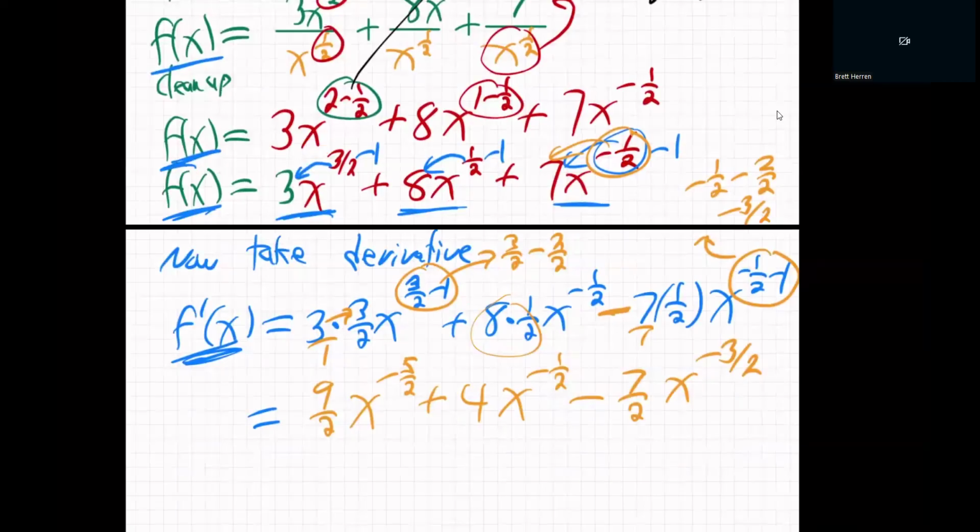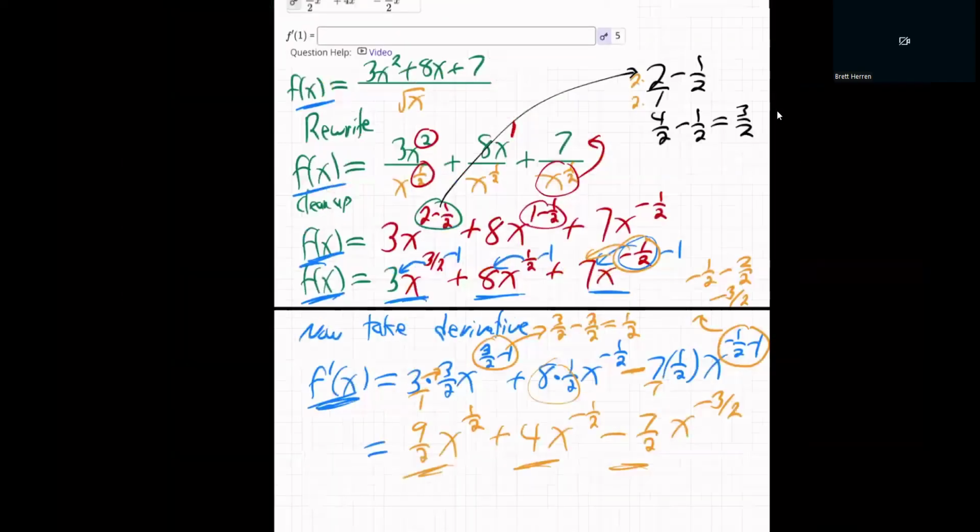Oh, wait a minute. Did I mess up there? Oh, I did right here. This is a mess up. It was 3 halves minus 2 halves, which is 1 half. What in the world was I doing? Sorry about that. There we go. I looked at the answer and saw that I was wrong. Do we have it right now?